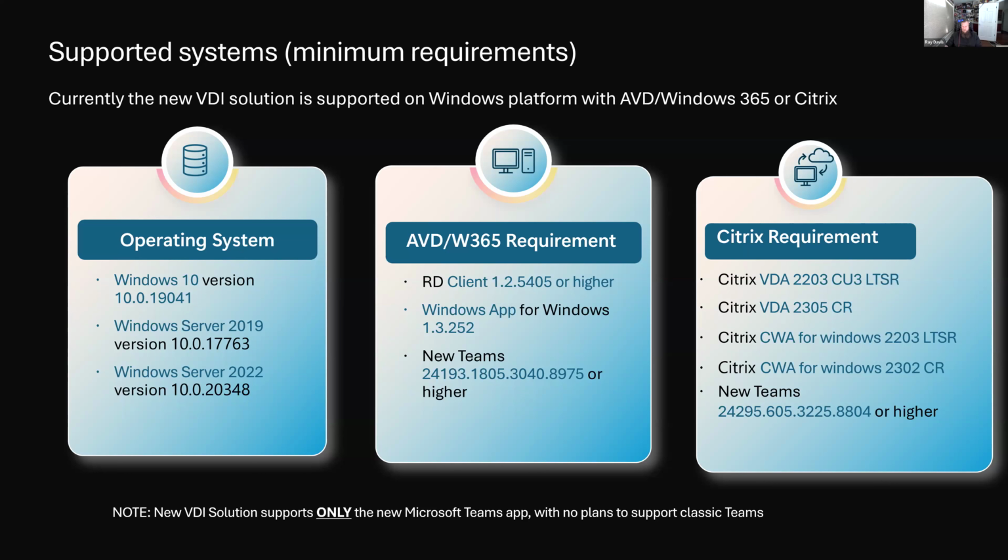If you're on 2203 pre-CU5, you may have challenges, but I always try to go to CU5 on that to be able to take advantage of some of the profile management pieces, unless you're using FSLogix. Obviously, it's different.